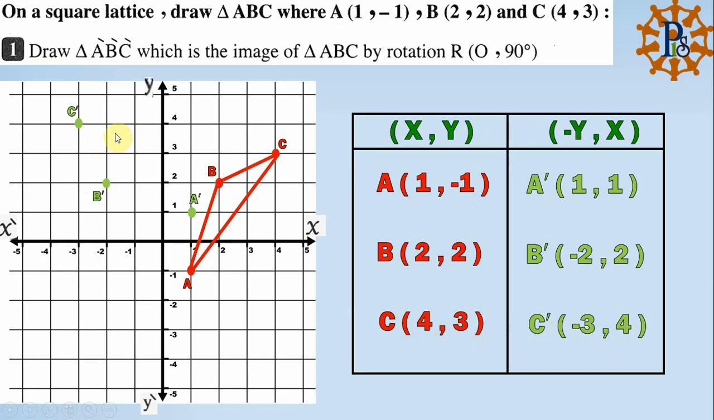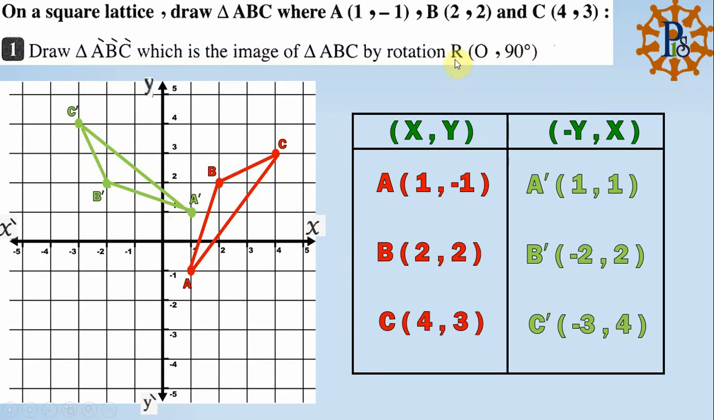What we are going to do now is join the letters together to have the triangle A dash, B dash, C dash like this one. So this is the image of the triangle. The red one is the original one, triangle ABC, and the green one is the image of the triangle by rotating 90 degrees around the origin.